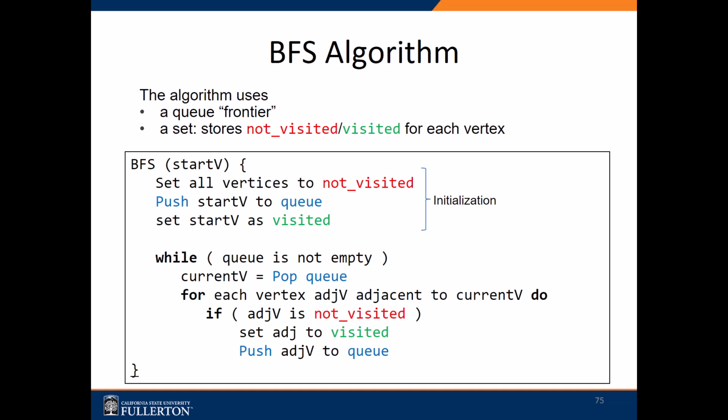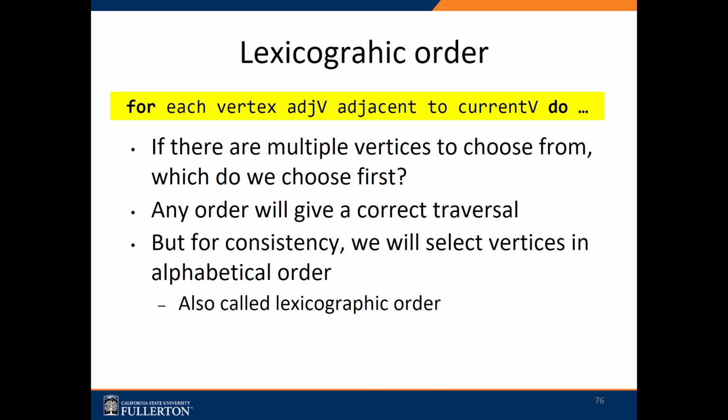The algorithm will become clearer when we go over an example. But before that, you will notice that the for loop in the algorithm does not actually specify the order of adjacent vertices. The order does not matter, that is, any order will be a correct traversal. However, for consistency, if you want to get the same answer as everyone else, we will need to select certain vertices in some particular order. The alphabetical order of the vertex label is one simple way of doing it. This is also called the lexicographic order. We'll follow this lexicographic order when we go through the next example.